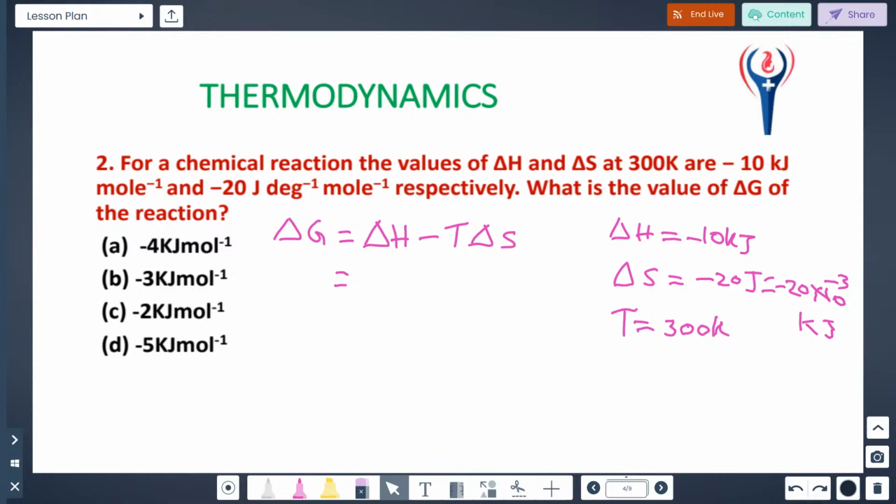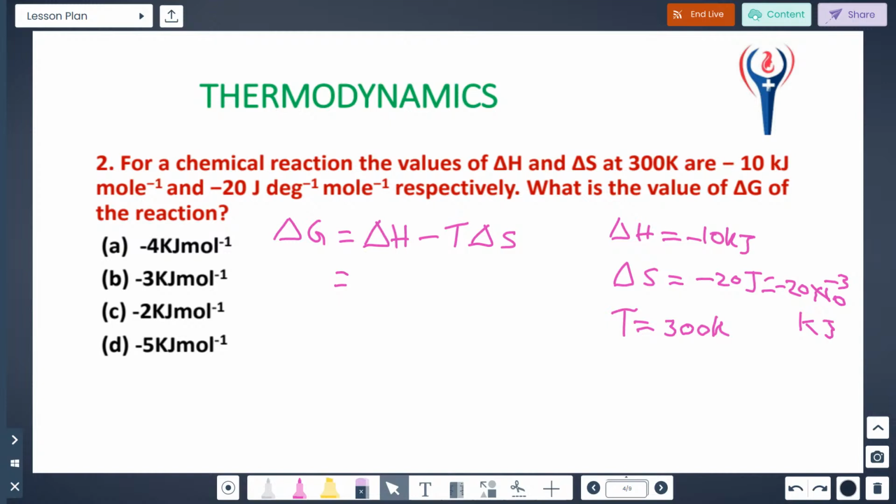Okay, students, see the second question. If you want to find out delta G, you know the formula: delta G is equal to delta H minus T delta S. All the quantities are given: temperature, delta S, delta H. So we convert this also to kilojoule, this also to kilojoule. Now only we can substitute.